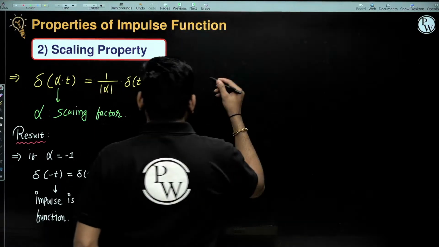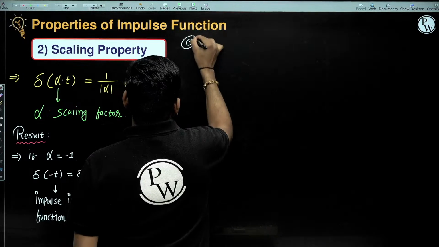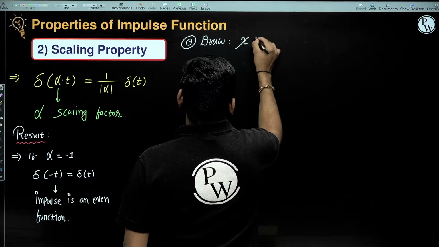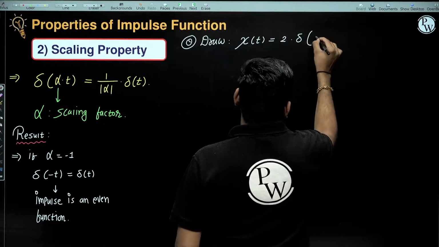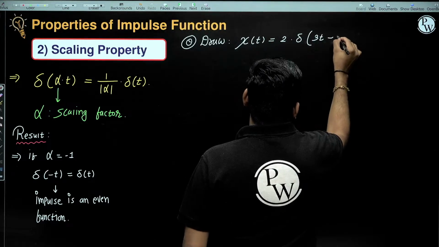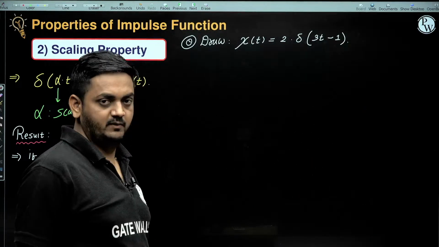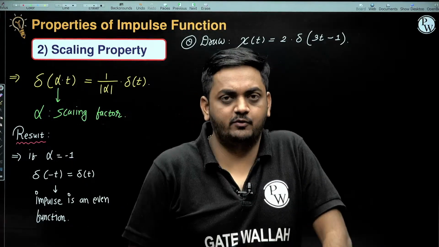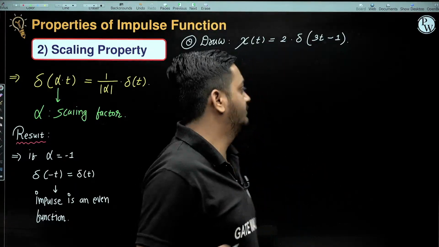Now suppose I am asking to draw x(t) equal to 2δ(3t minus 1), guys. What is the position of this impulse and what is the area? Of course, the amplitude is infinite, but what is the area and what is the position of this impulse function?